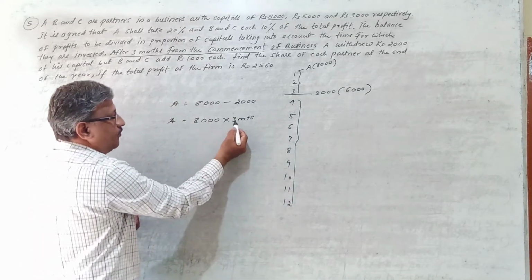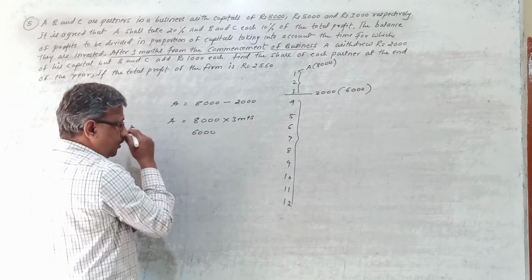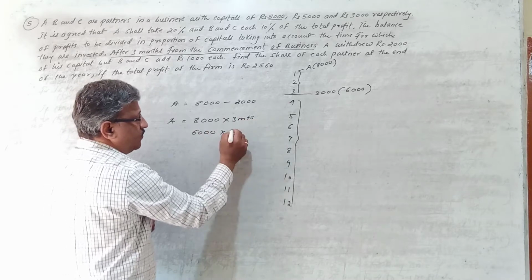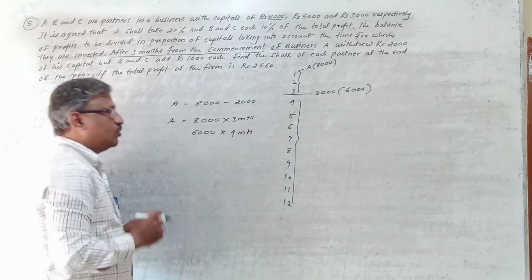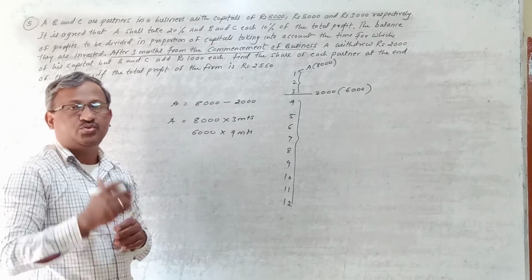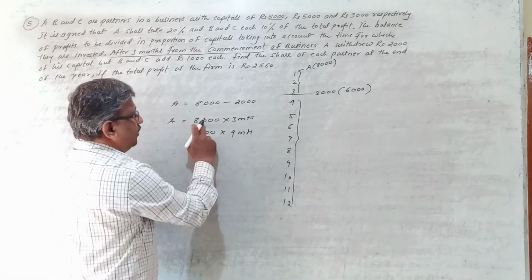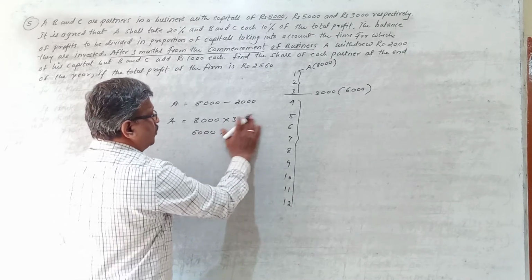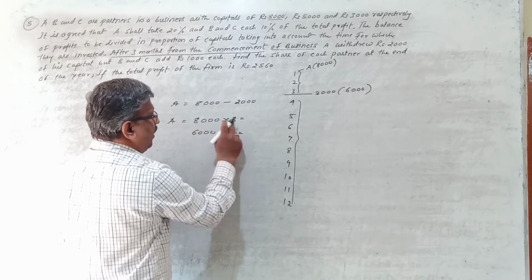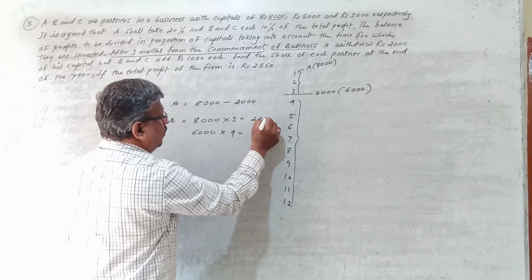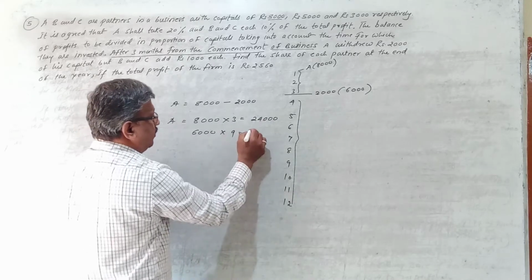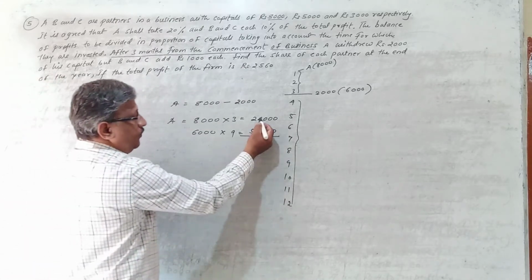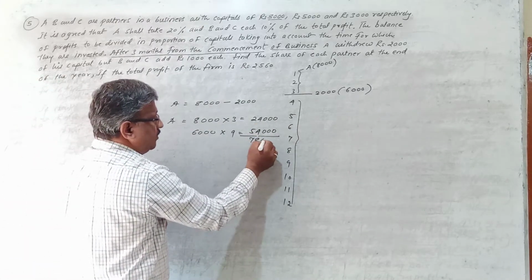So his capital after 3 months becomes how much? It is 6,000. 8,000 minus 2,000. And this 6,000 rupees will be used in the business for last 9 months. So you have to multiply by 9 months. So this is how his capital is used in the business. So 8,000 you multiply by 3 months and 6,000 you multiply by 9 months. If you multiply, we get how much? 8,000 into 3 is 24,000 and 6,000 into 9, it is 54,000. So if you make the total of this, you get 78,000 rupees.